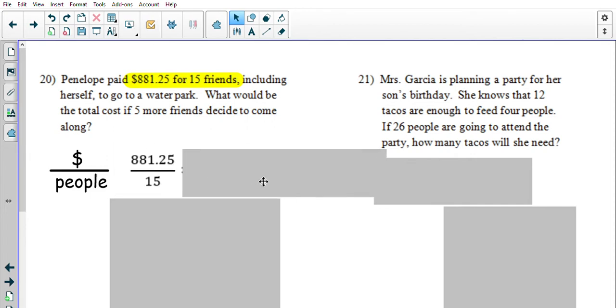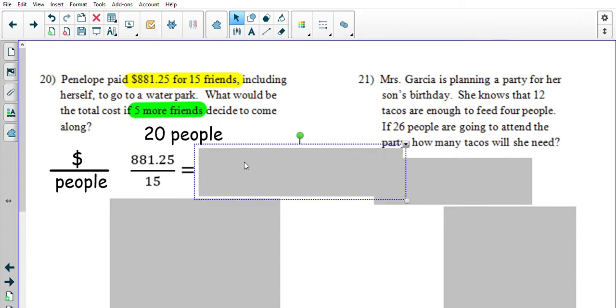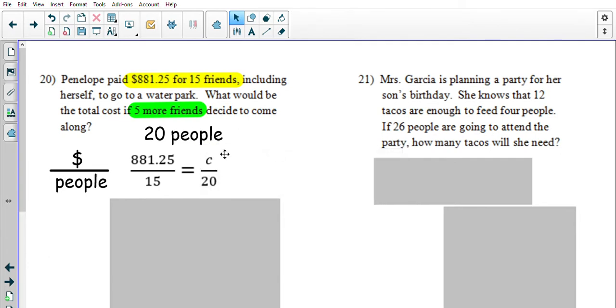So you have $881.25 for 15 friends or 15 people. We want to find the total cost not just for 5 friends, although you could use that, but 5 more friends. So that means a total of 20 people or 20 friends. So I put 20 on the bottom since we're talking about 20 people and put C for cost on the top. Now again, you could find the cost per friend and then figure out how much it would be for the 5 more friends and add that on to the $881.25. So there are other ways to do this. Since we're working with proportions here, that's why I'm choosing to use proportions in this work.